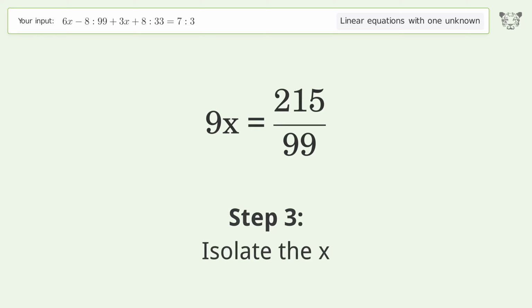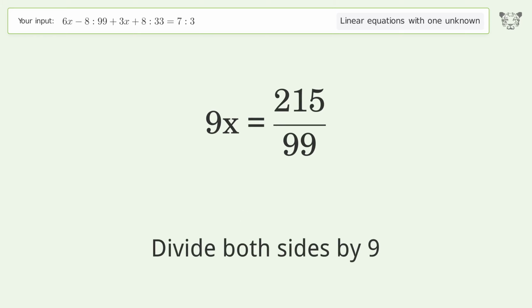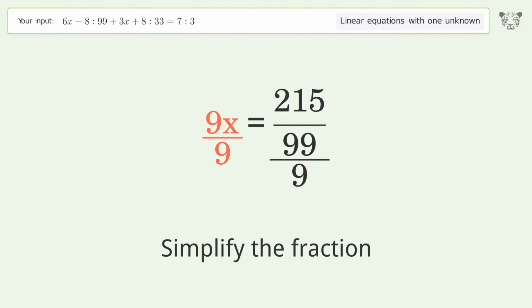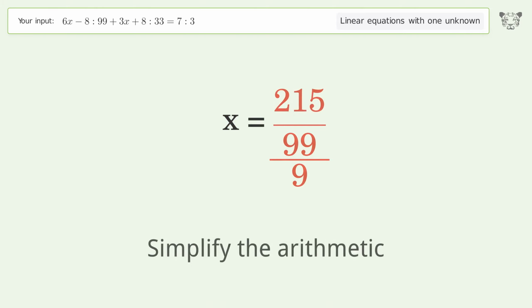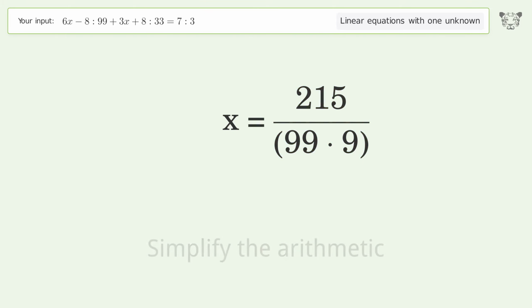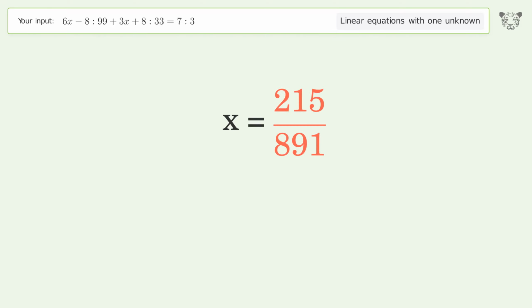Isolate the x. Divide both sides by 9. Simplify the fraction. Simplify the arithmetic. And so the final result is x equals 215 over 891.